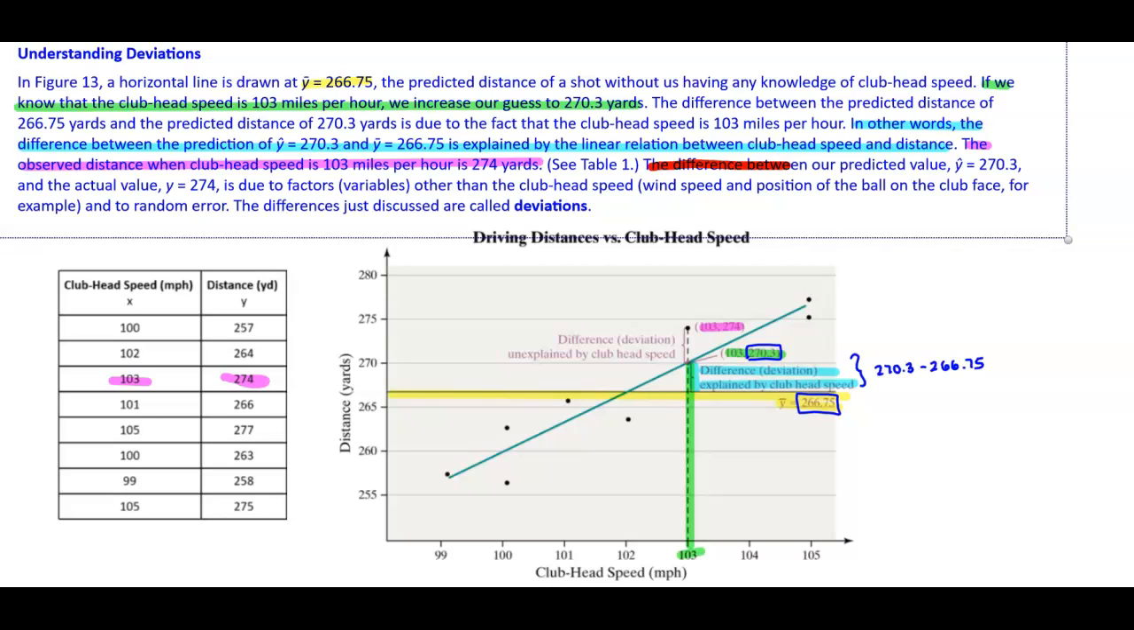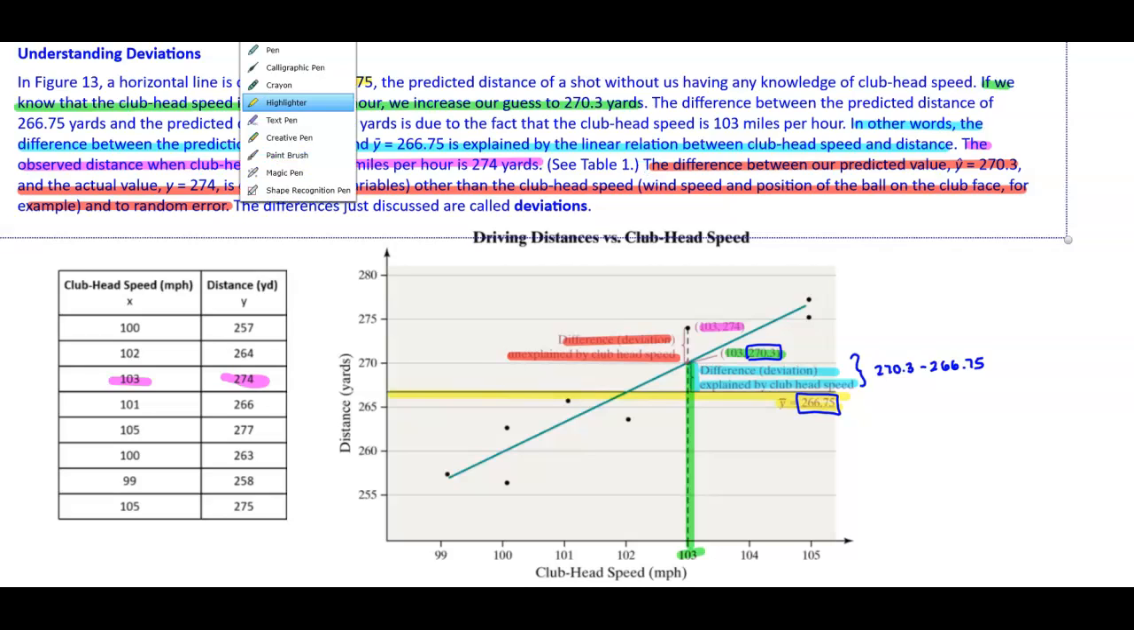So again, here's the difference between our predicted value and the actual value of 274 due to those factors. Okay, so we call this the deviation unexplained by club head speed. And that means that we're taking the following values for the unexplained. Okay, so the unexplained is taking the value of 274 and then subtracting the predicted value. So that means that this right here would then represent these two y values of taking 274 and then subtracting the predicted value of 270.3.